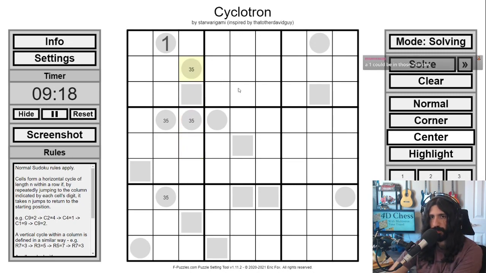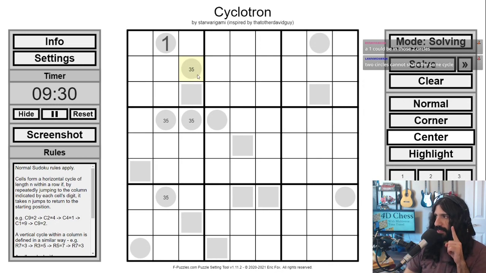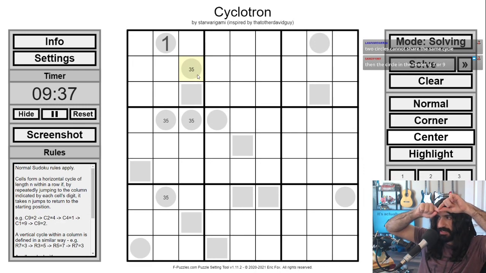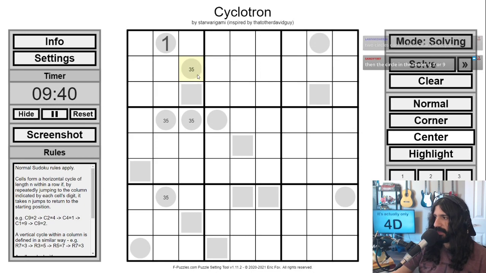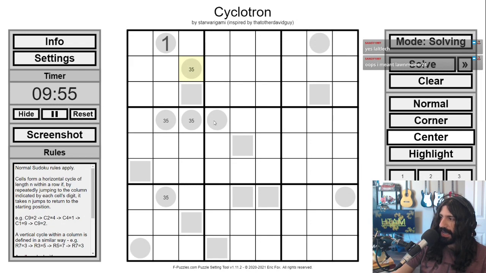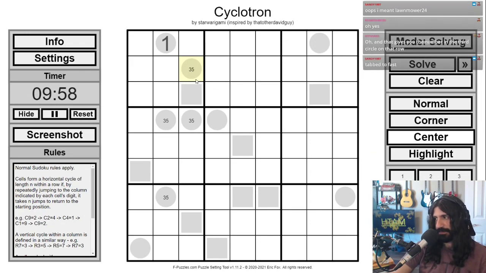Is that right? Probably. That checks out. A 1 could be in those two circles. If a 1 is in a circle, that means that it's in a cycle of length 1. And that would mean that it points from 1, and then that points you in the cycle back to 1. And that doesn't work. You get what I'm saying? Two circles cannot share the same cycle.